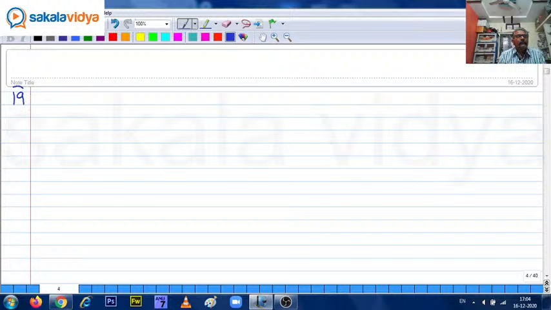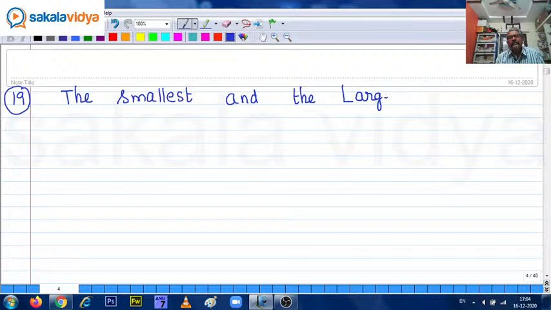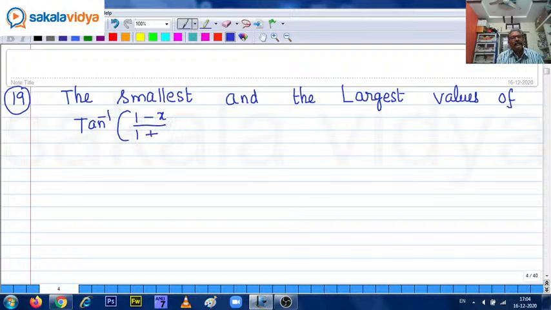Okay, 19th question. The smallest and the largest values of tan inverse of (1 minus x) by (1 plus x), for 0 less than or equal to x less than or equal to 1, are.